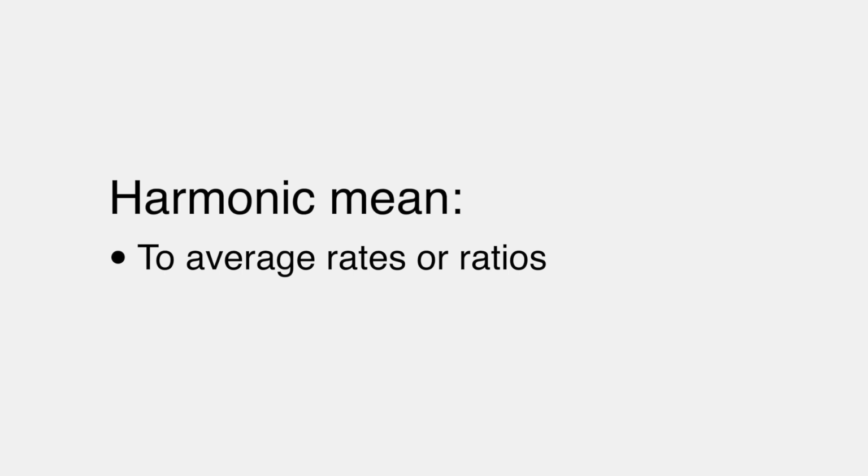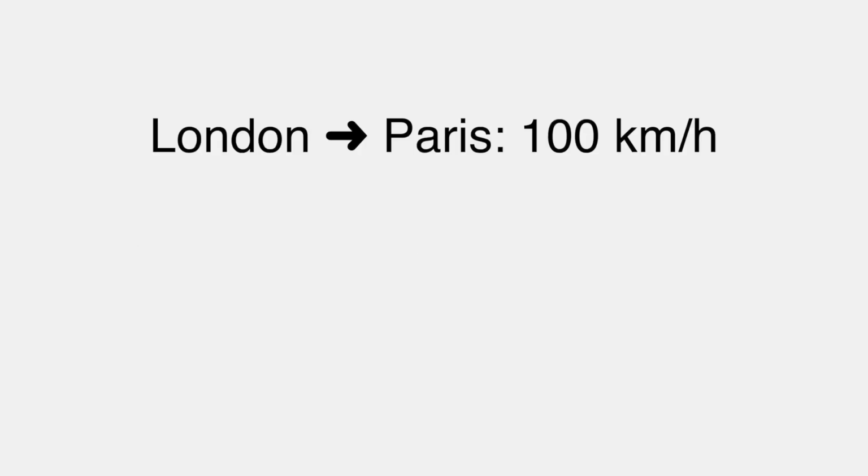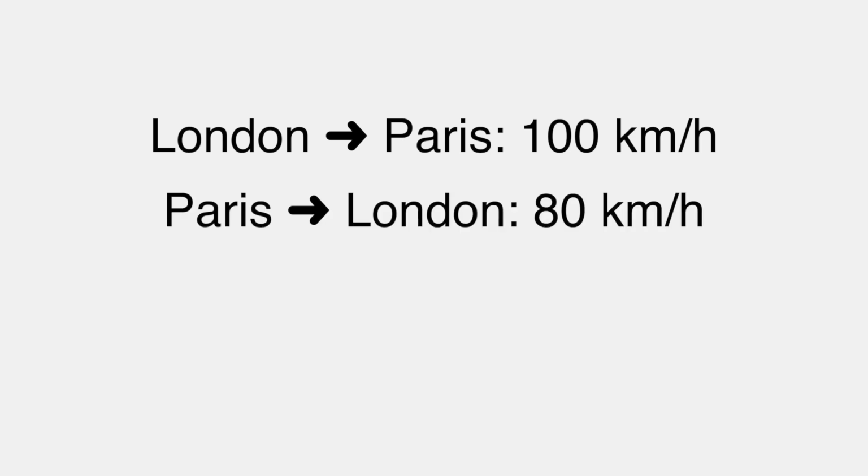Finally, there is the harmonic mean. The harmonic mean is a perfect statistic when you want to calculate averages of rates or ratios. Imagine you take a train from London to Paris at a speed of 100 km per hour. On the way back, the speed of your train is only 80 km per hour.